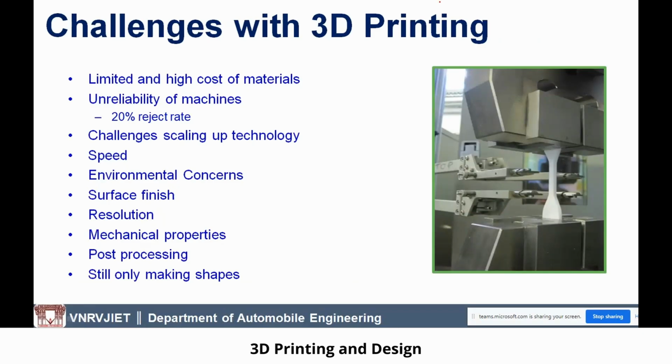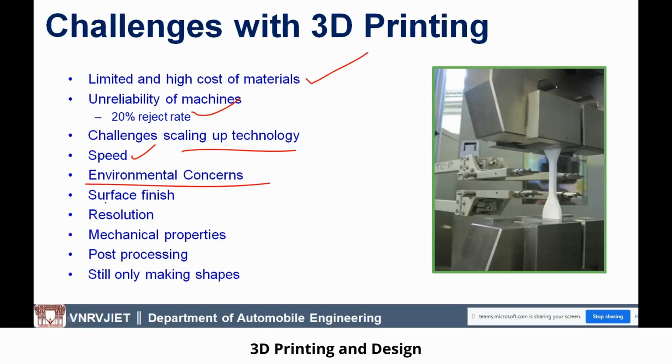But still some challenges are there, which means some research can be done. That is the limited and high cost of materials. The metal powders we are using as materials are very costly, and there is still a rejection rate of 20% due to some drawbacks, and challenges in the scaling up of the technology. Now we are using only limited materials, not all materials are suitable. Not only that, dimensions are also restricted, the speed is relatively slow, and some environmental issues are there.